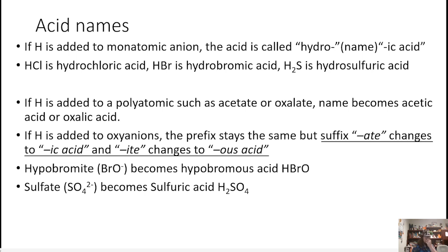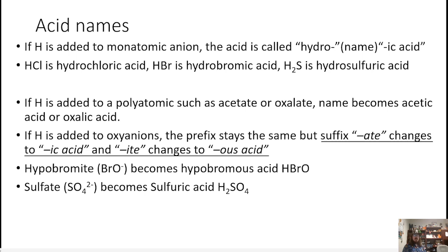If the compound had an IDE ending, which is most of your monoatomic anions, we change it thusly. We add a hydro to the prefix, and we add an IC acid. Hydrogen chloride becomes hydrochloric acid. Hydrogen bromide will become hydrobromic acid. Hydrogen sulfide becomes hydrosulfuric acid. Hydrogen cyanide would become hydrocyanic acid. Any IDE ending gets a hydro, and the IDE changes to IC and then acid.